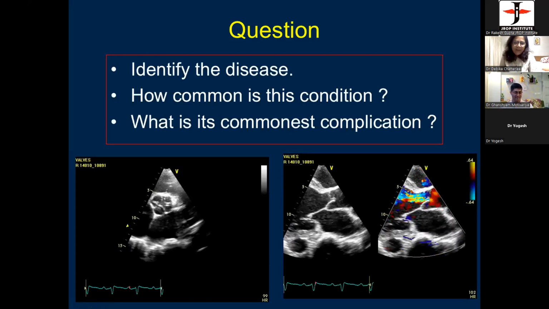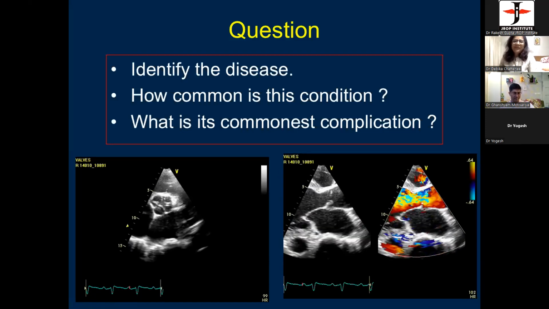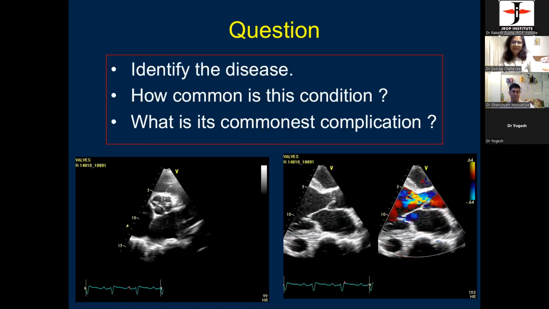So commonly we see AR in this. AR in these subjects. Yes. In fact, that is very clearly seen in your first slide itself. You know, it's not closing at all. There is a malcoaptation. Yes, it is showing very clearly out there.